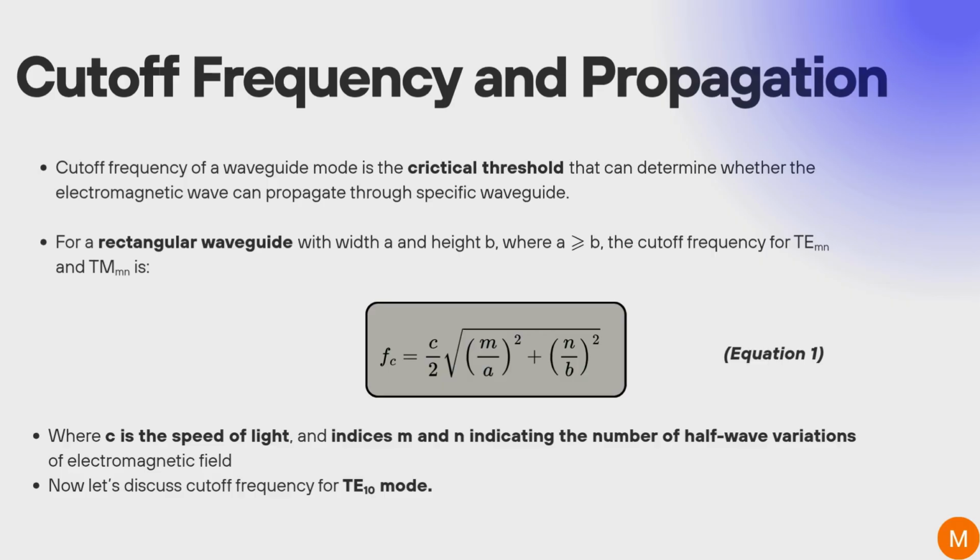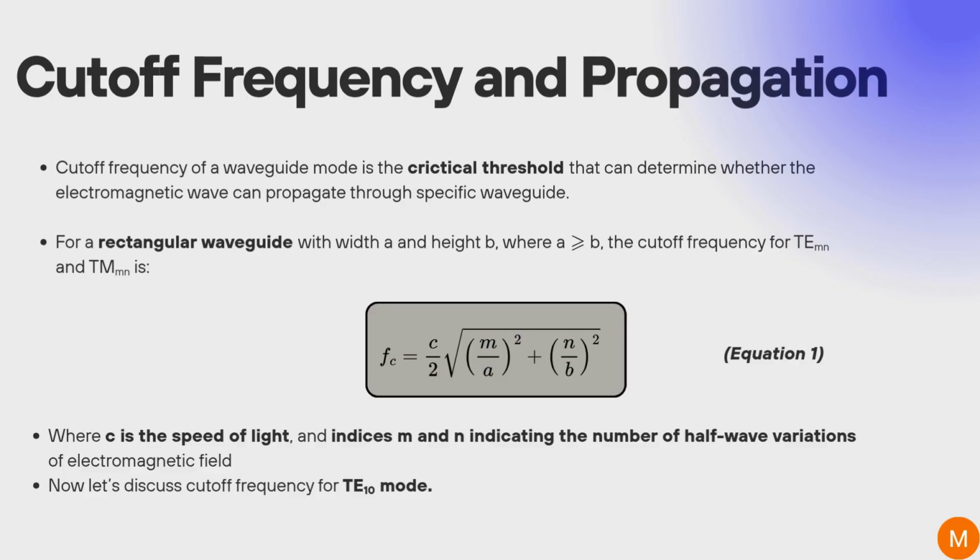What is cutoff frequency? Cutoff frequency is just the critical threshold that determines if a wave can propagate through a waveguide. For a rectangular waveguide, the cutoff frequency depends on the width, height, and mode indices. The formula is given by equation 1. So here, c is just the speed of light, and m and n indicate half wave variation of the field.